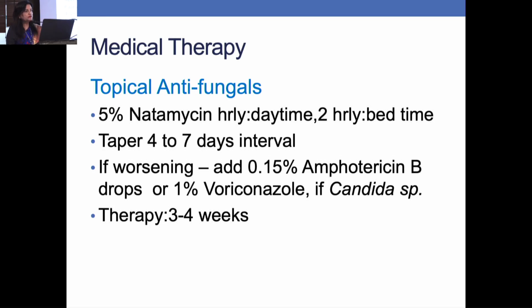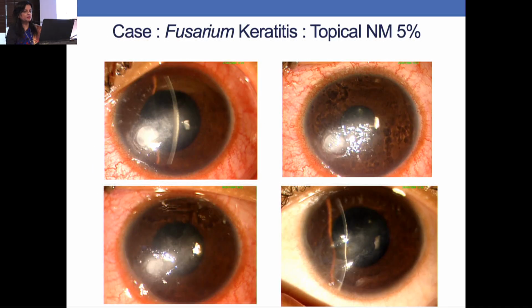Now, the mainstay for whatever fungal keratitis it is, whether Aspergillus or Fusarium, is 5% natamycin, which is given every hour during the daytime, every two hours at bedtime, and if there is worsening, you add another drug. Therapy for fungal keratitis takes about 3 to 4 weeks, unlike bacterial keratitis, which would heal in about 8 to 10 days. So in simple cases of Fusarium keratitis, we gave topical natamycin, and it healed.